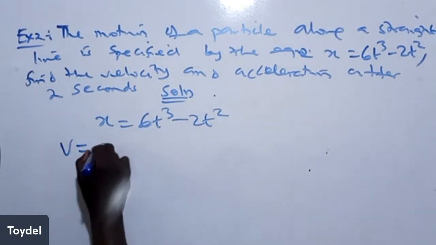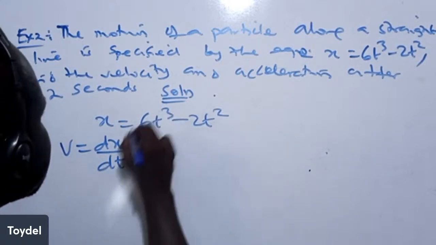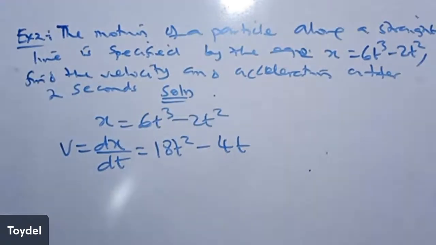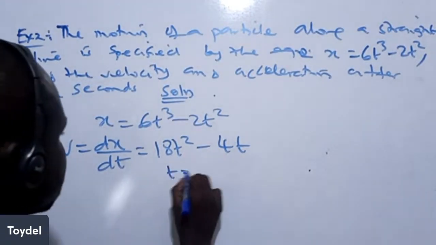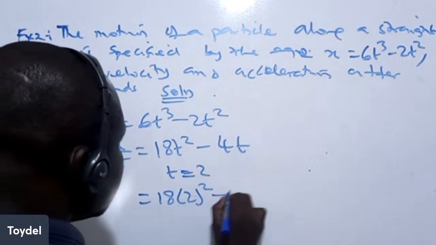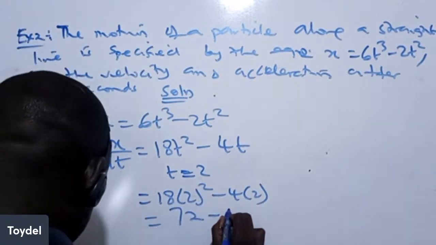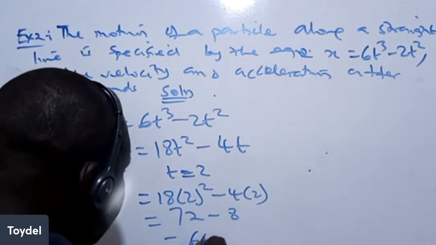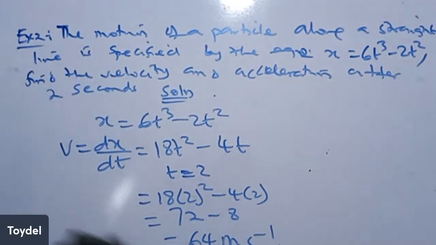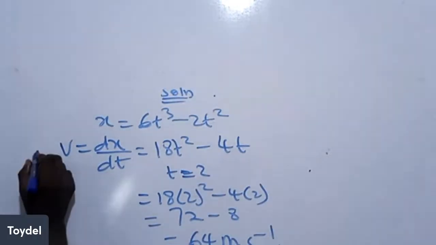The velocity will be dx/dt, and that will give us 6 times 3, 18t squared, minus 2 times 2, 4t. That's the velocity. When t is equal to 2, after 2 seconds, we are going to have 18 into bracket 2 squared minus 4 into bracket 2. This will give us 72 minus 8, and that's going to be 64 meters per second. So the velocity after 2 seconds will be 64 meters per second.